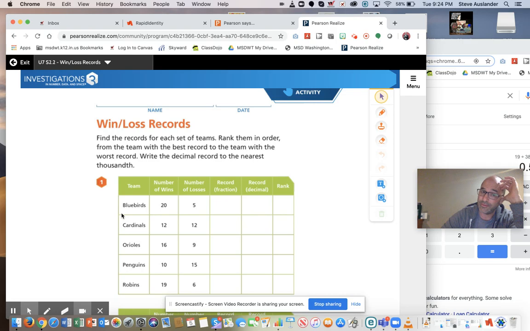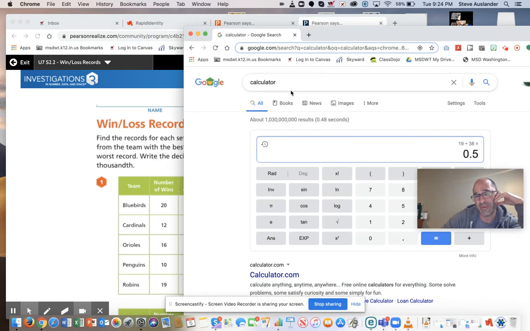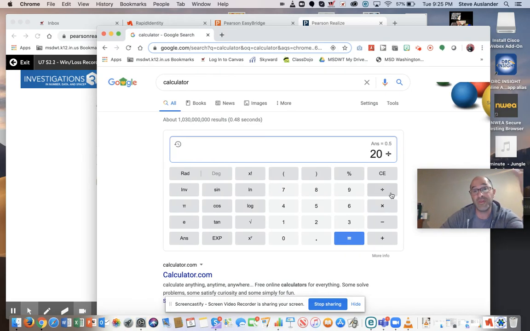The Bluebirds, for example. They won 20. They lost 5. So their fraction is 20 out of 25. Now you're welcome to use a calculator if you like, or you could even figure this out by simplifying the fraction if you wanted to. To make that into a decimal, all you'll need to do is open a new tab and type in calculator on Google, and then we'll say 20, that's the number of wins, divided by the total number of games, because a fraction is part of a whole. They won 20 out of 25.